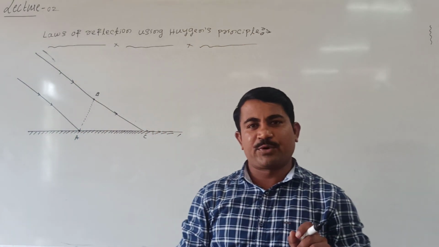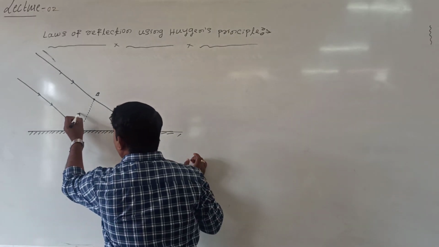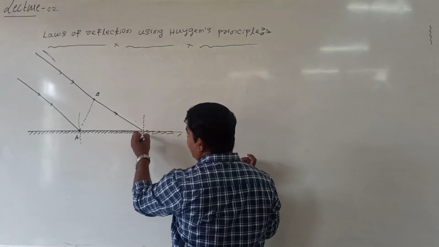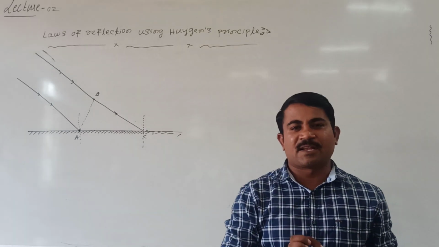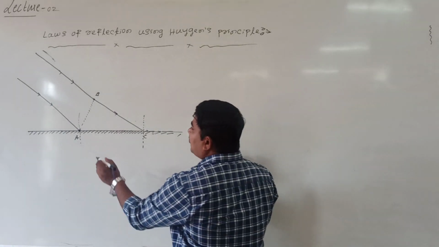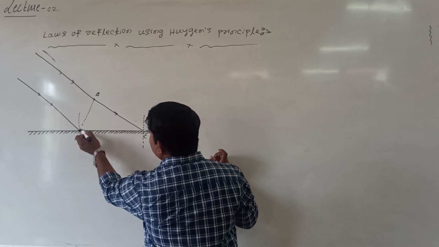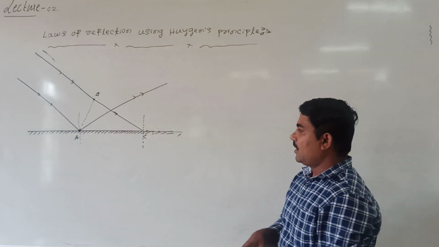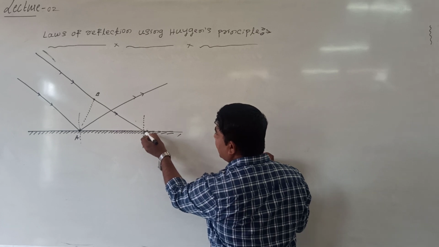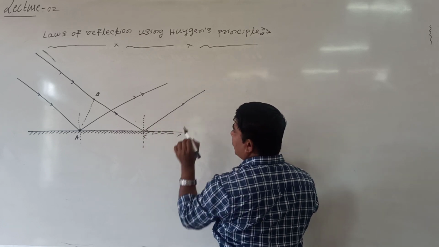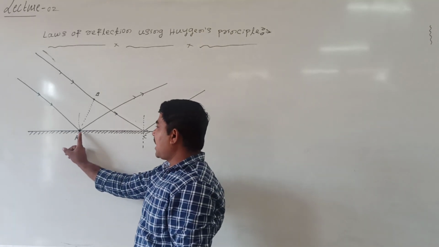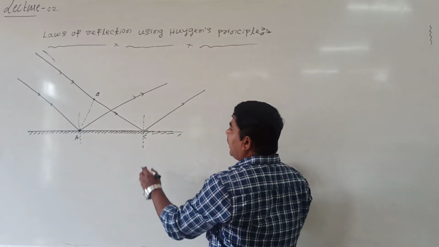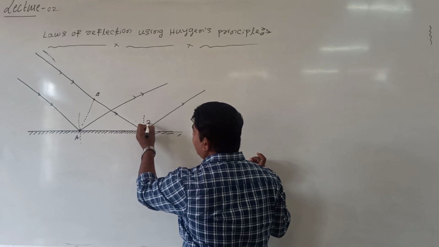Then we know the normal. The perpendicular line drawn at the point of incidence we call the normal. Similarly, a perpendicular line is drawn at the other point of incidence. Then after incidence, the ray of light reflects like this, in this direction. Again, the ray of light incident at this point reflects like this. Are you following me? The ray of light incident at point A is reflected like this, and the ray of light incident at point C is reflected in this direction. The angle between the reflected ray and the normal is what we call the angle of reflection.